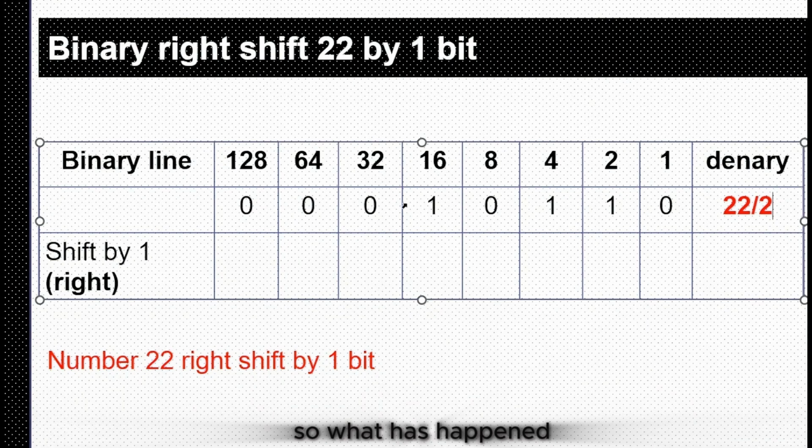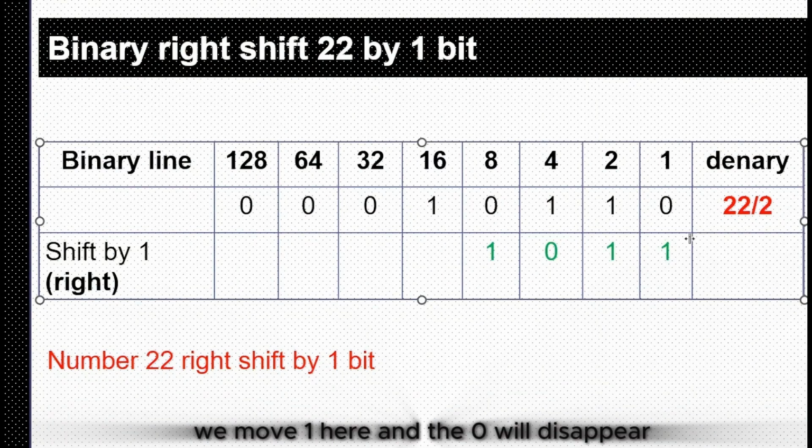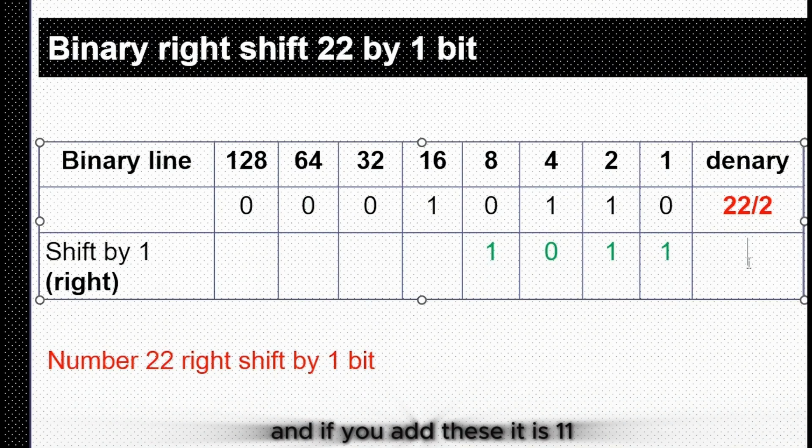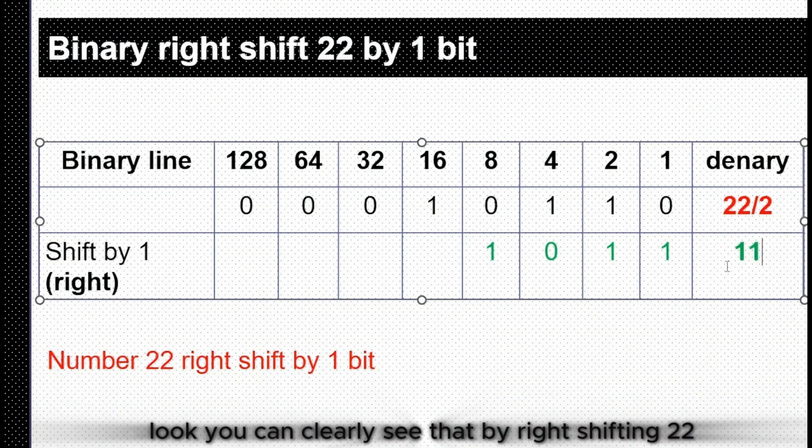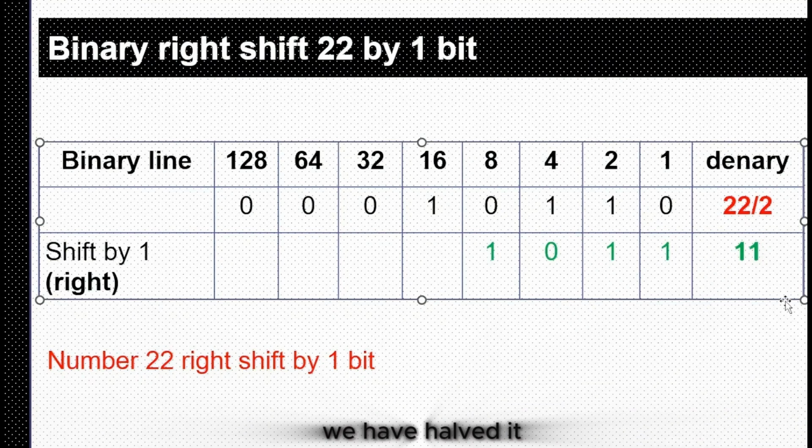So what has happened? Let me show you. So we move that to the right. We move 0 to the right. We move 1 here. We move 1 here. And the 0 will disappear. And if we add these, it is 11. So you can clearly see that by right shifting 22, we have halved it.